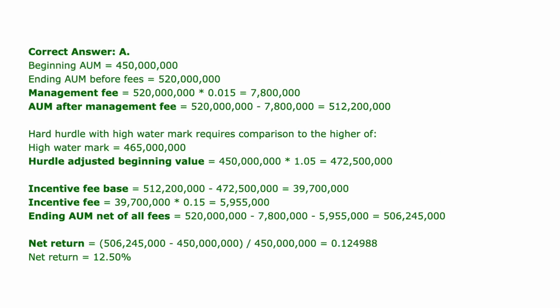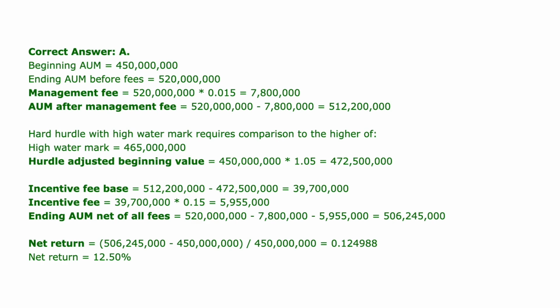The 1.5% management fee is calculated on the gross year-end AUM, $520 million, and must be deducted before calculating the incentive fee. In a hard hurdle structure with a high watermark, the incentive fee is only paid on gains that exceed the higher of the two thresholds. In this case, the hurdle-adjusted initial capital, $450 million times 1.05 equals $472.5 million, is higher than the HWM, $465 million, making $472.5 million the required floor.